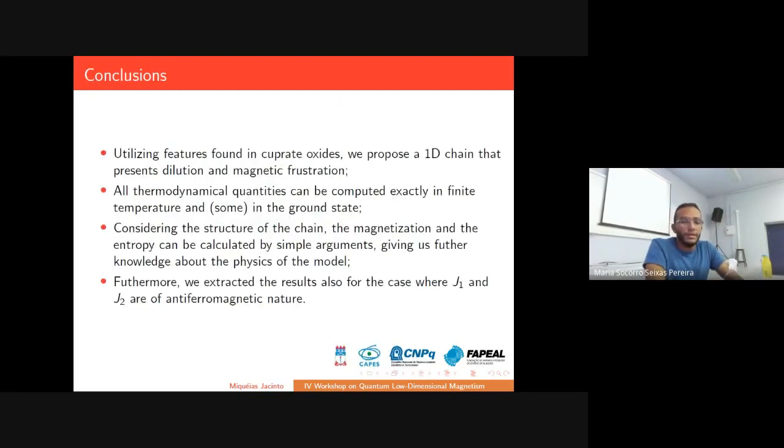In conclusion, utilizing features found in copper oxides, we propose a 1D chain that presents dilution and magnetic frustration. All thermodynamic quantities can be computed exactly at finite temperature and some in the ground state. Considering the structure of the chain, the magnetization and the entropy can be calculated by simple arguments, giving us further knowledge about the physics of the model. Furthermore, we extract the results also for the case where J1 and J2 are of antiferromagnetic nature.